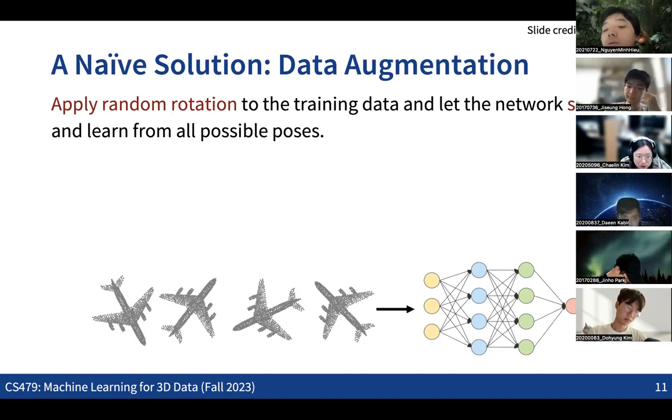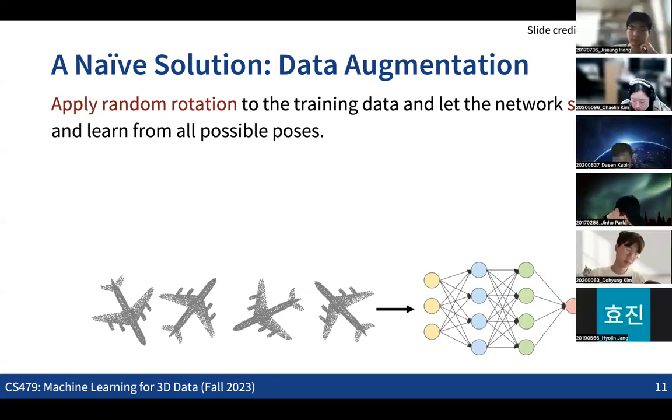But then what would be a limitation in this case of simple data augmentation? If we teach the neural net while applying a random rotation, then what would be some limitations in this case?